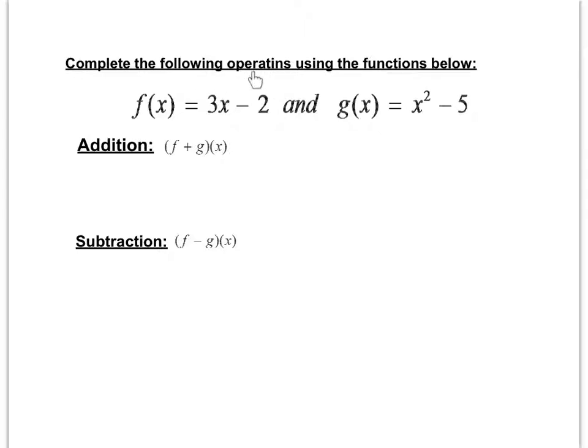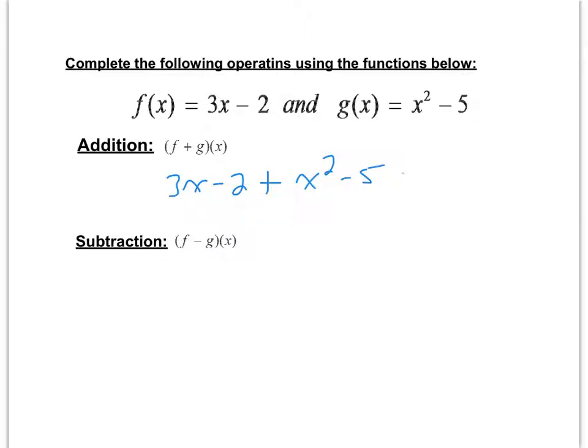Operations is missing the O. I can compute operations using the functions below. For example, I can add these functions. So f plus g of x would just be simply, quite simply now, take f of x, which is 3x minus 2, and add it to g of x, which is x squared minus 5.